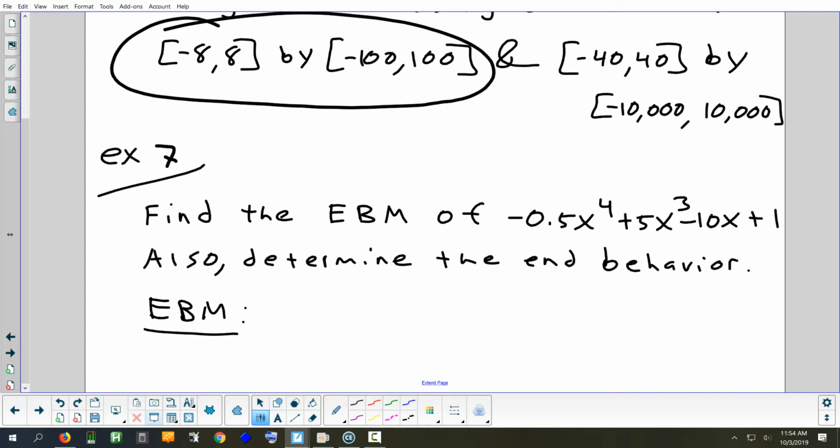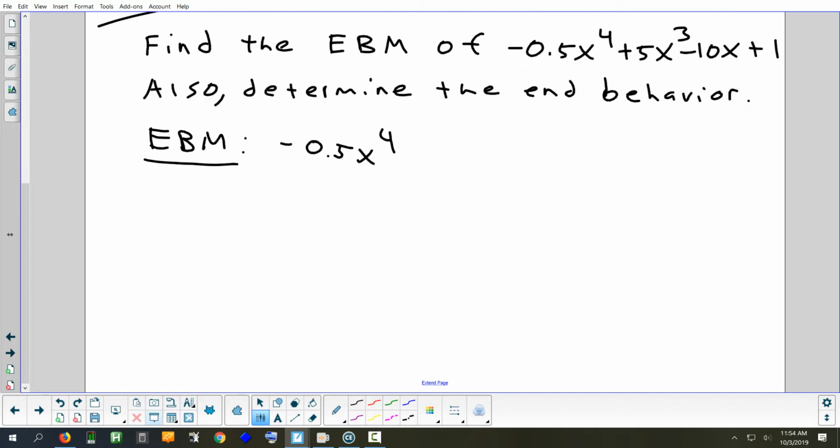Okay, what's the end behavior model for that formula? Okay, I want to know what's the expression that if I graphed it and I zoomed out enough, it would basically look the same as that. Negative 1/2 x to the 4th. So there's my EBM. And what's the behavior of that? Negative, even. Yeah? Down, down. Down, down. Okay. So any questions on that?